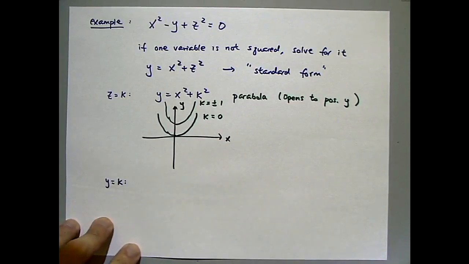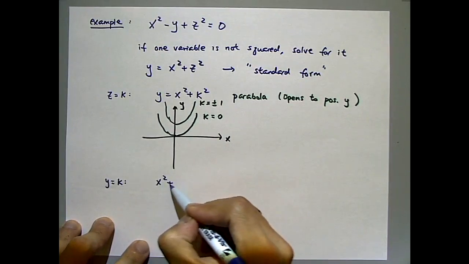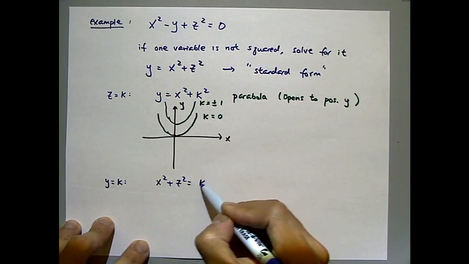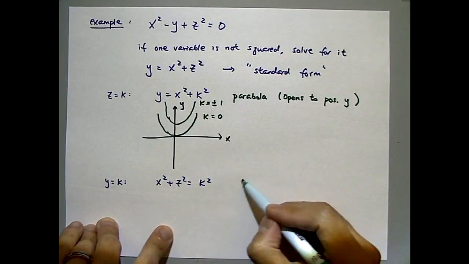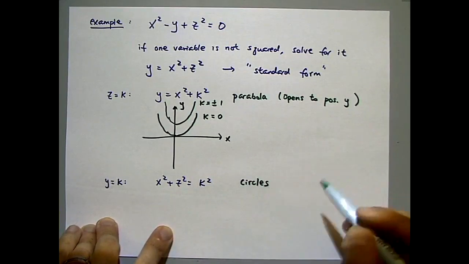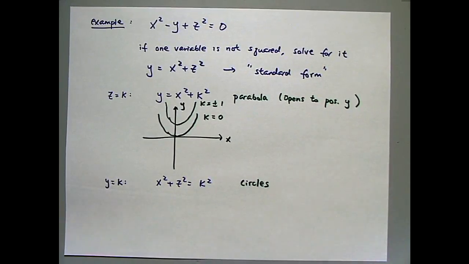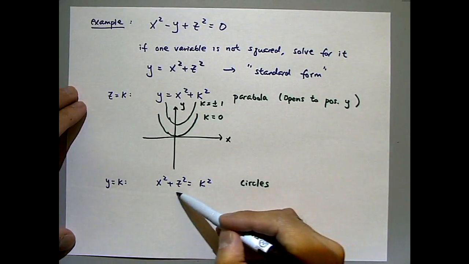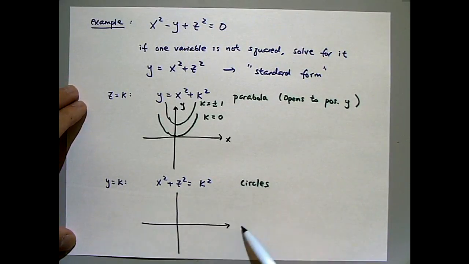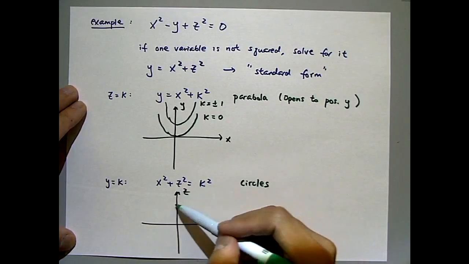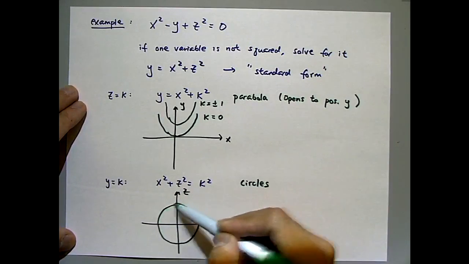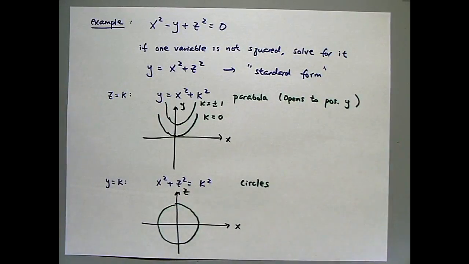Okay, looking at y is equal to k, what do we get? We get x squared plus z squared is equal to k squared. These are circles, right? Circles with radius k, centered at the origin. Origin here meaning x equal to 0, z is equal to 0. And different values of k will change the size of the circle.